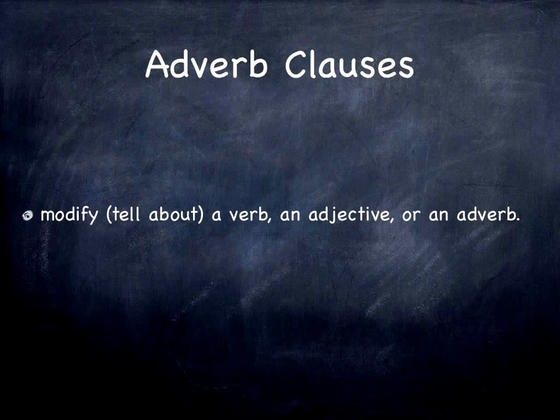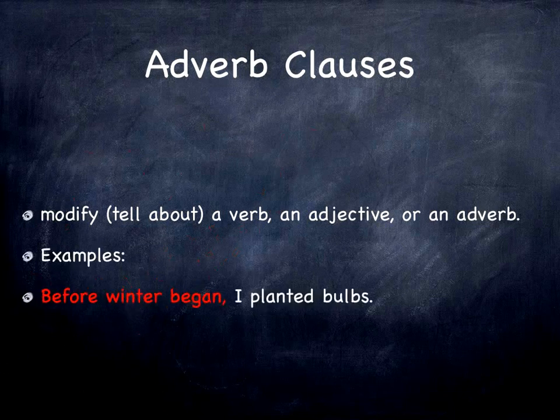Adverb clauses will modify or tell about a verb, an adjective, or an adverb, just as any adverb does. Here are some examples. Before winter began. Well, if you look at that, winter is the subject, began is the verb, but that word before makes it a subordinate clause because before winter began doesn't make sense just by itself, even though it has a subject and a verb. So it's a subordinate clause, and it's telling us when we will plant bulbs.